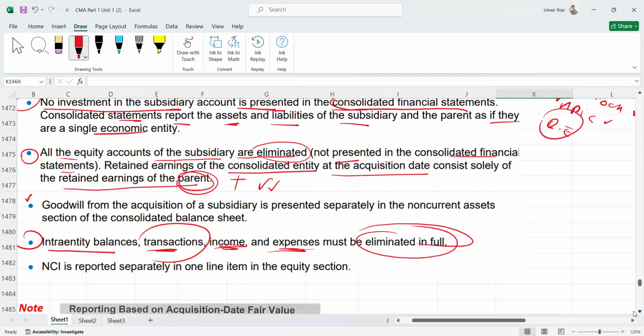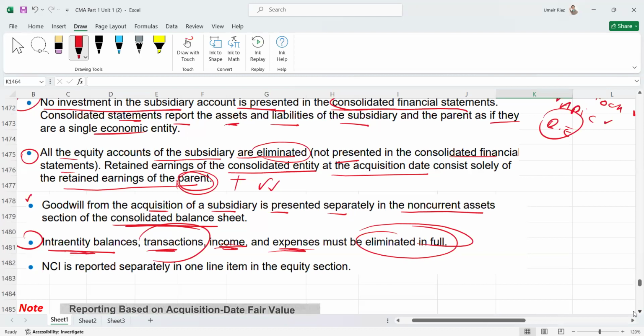Then obviously goodwill. We calculated goodwill at the date of acquisition when control was achieved. Goodwill from the acquisition of a subsidiary is presented separately in the non-current assets of the consolidated balance sheet. Please remember, goodwill will be recorded only in the consolidated balance sheet, not in the parent's individual balance sheet. In the last class, I told you how to calculate goodwill or gain from bargain purchase. Goodwill we always record in the consolidated balance sheet, and gain from bargain purchase we record in the consolidated income statement.